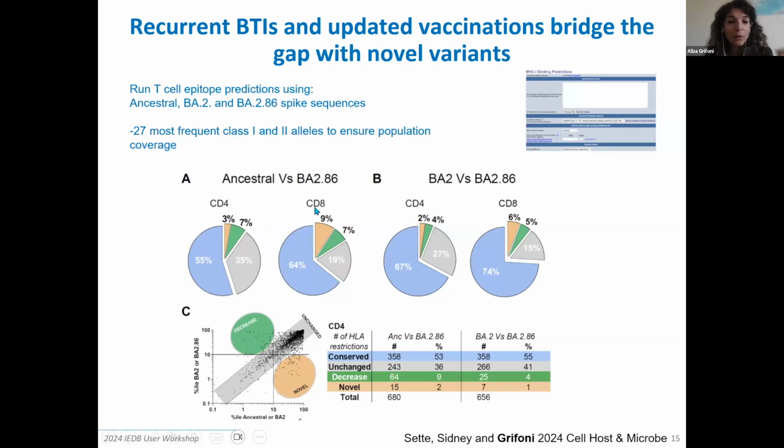The cool thing that our results show is that if you look at the comparison between ancestral and BA.2.86, the fraction of epitopes that are 100% conserved is very low, between 55% and 64%. When we move into comparing BA.2 and BA.2.86, the fraction of 100% conserved epitopes increases, essentially suggesting that getting exposed to novel variants induces novel responses that are able to catch up with the following variants. So your T cells are always there, trying to run after the virus in a way, trying to recognize it and limit the spreading and disease severity.